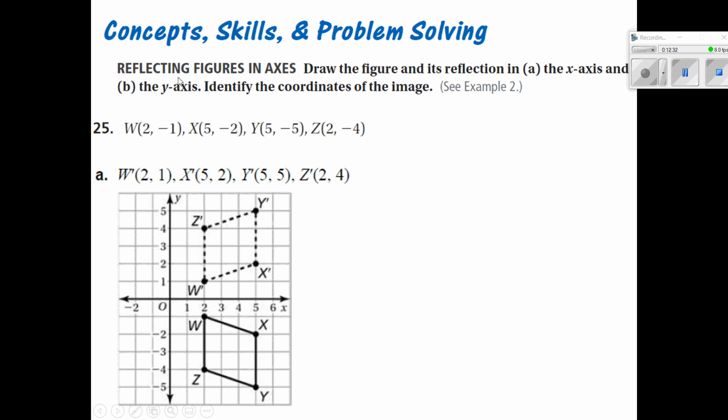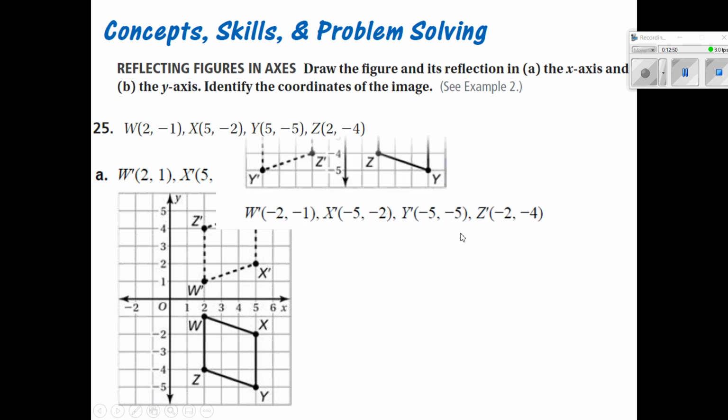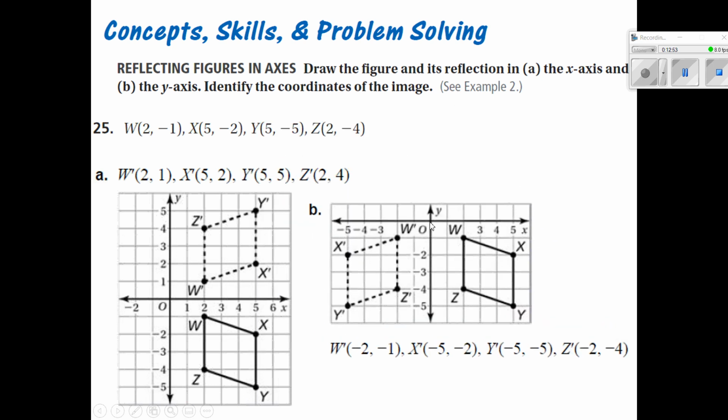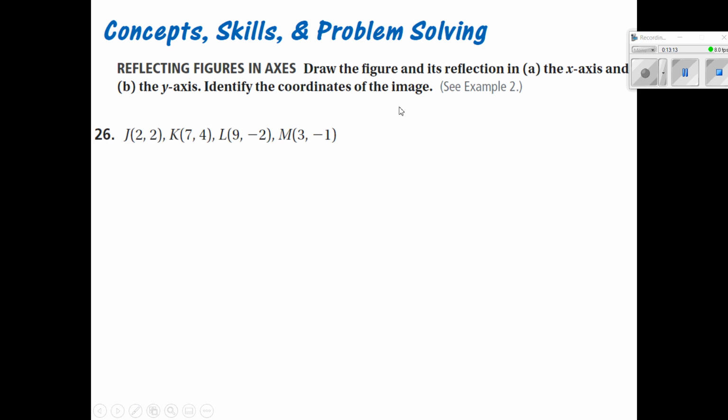When I put them across the x-axis, go across here, and W prime is the same distance from W. Z prime is the same distance from Z. We do this to every one of our coordinates, and we get an image that looks like this. But when I go across the y-axis, now it's going to look like this because I'm crossing the y as my line of reflection. For instance, where Z was (2, -4), now it's going to be (-2, -4). See that? All right, number 26 is for you to do.